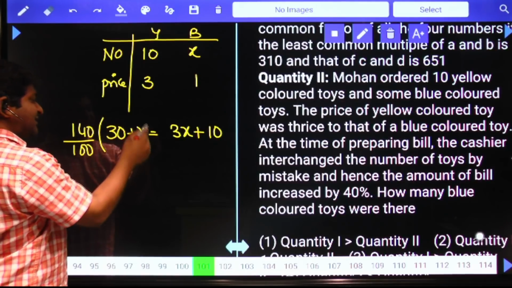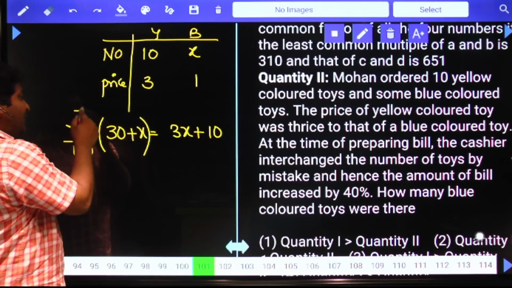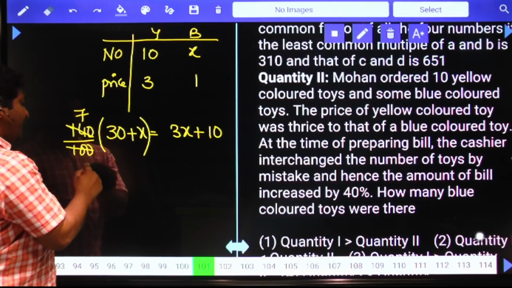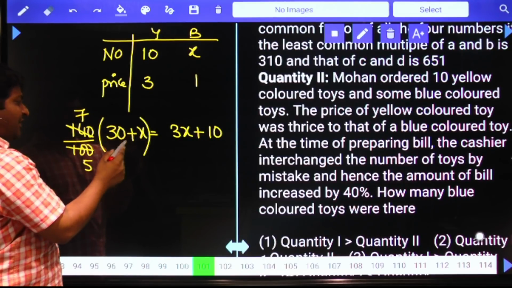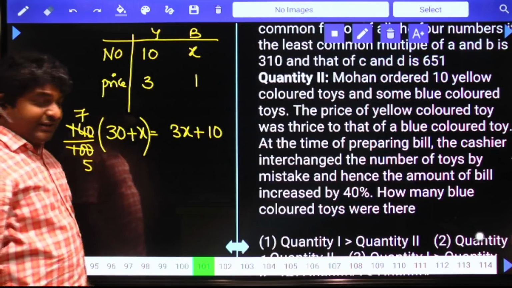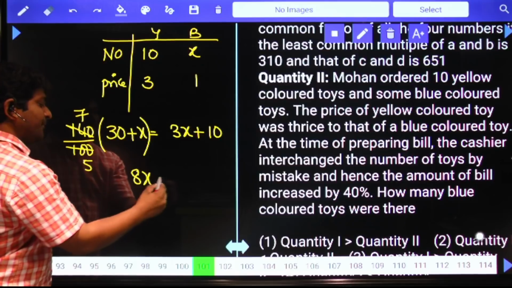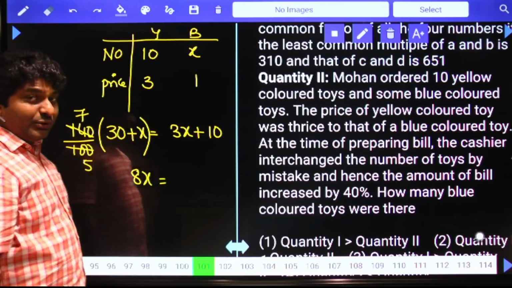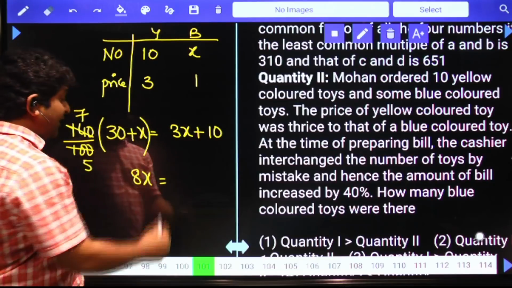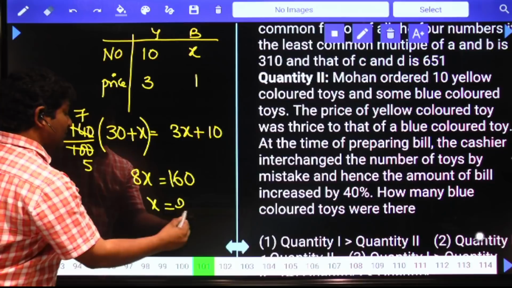40% increase in the sense that is equal to 140 percent. So 7 times 30, 210. 7 into x, 7x. 5 into 3x, 15x. 15x minus 7x, the difference is equal to 8x. Now 5 into 10, 50. 7 into 30, 210. 210 minus 50, that is equal to 160. From this, the x value is equal to 20.